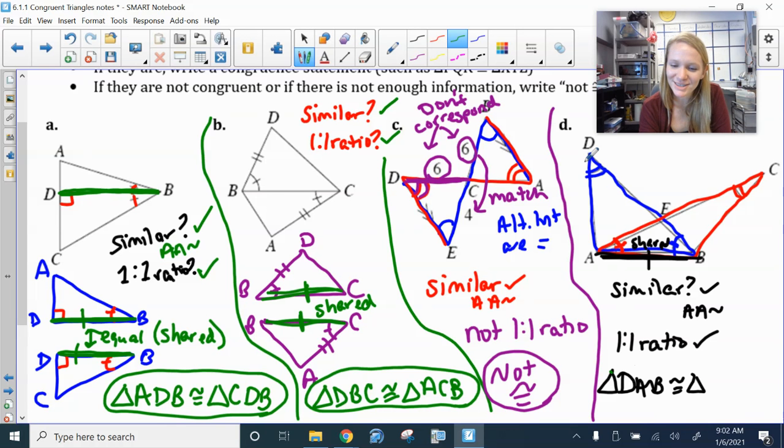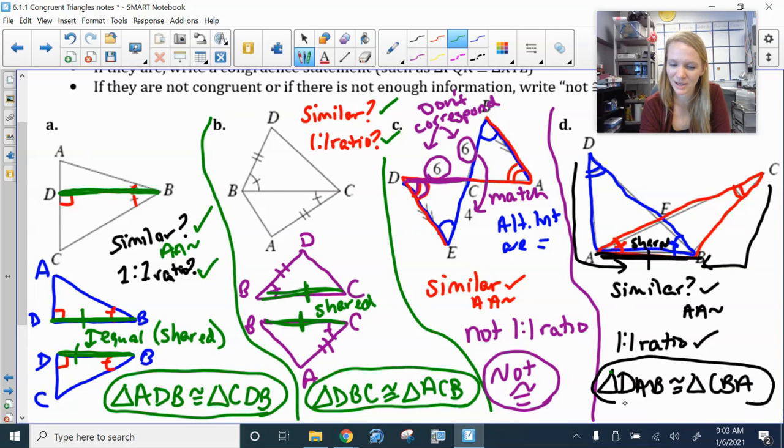It's fine. All right, so if I'm going DAB from the top angle down, straight down, and then across the shared side, I'm going to do the same thing over here. I'm going to go CBA. And there's my congruent triangles.